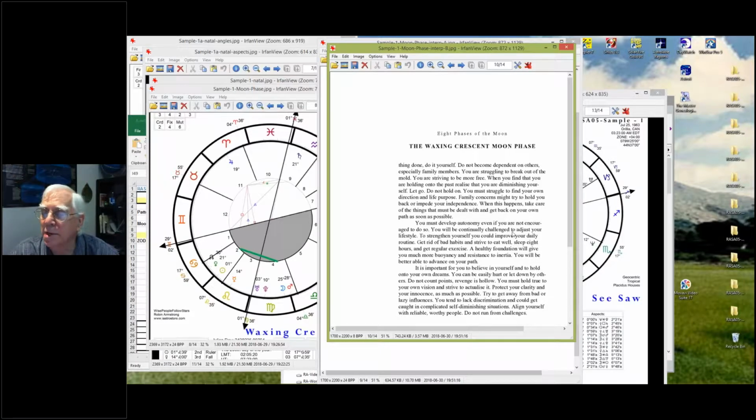You will be continually challenged to adjust your lifestyle. To strengthen yourself, you could improve your daily routine. Get rid of bad habits and strive to eat well, sleep 8 hours, get regular exercise. A healthy foundation will give you much more buoyancy and resistance to inertia. You'll be better able to advance on your path.